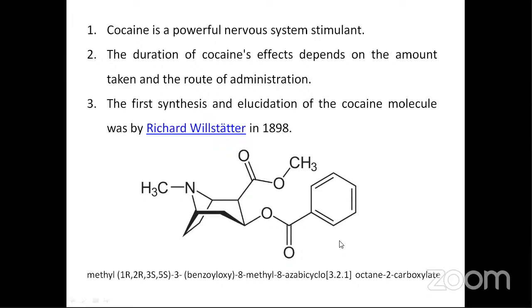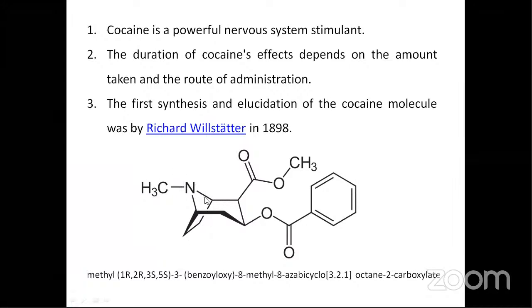If you go for your IUPAC name, here you can see octane 2 carboxylate, 8 aza bicyclo. Here aza, the nitrogen, represents aza. Then 8 methyl. So at the 8 position you have a methyl group with aza bicyclo.